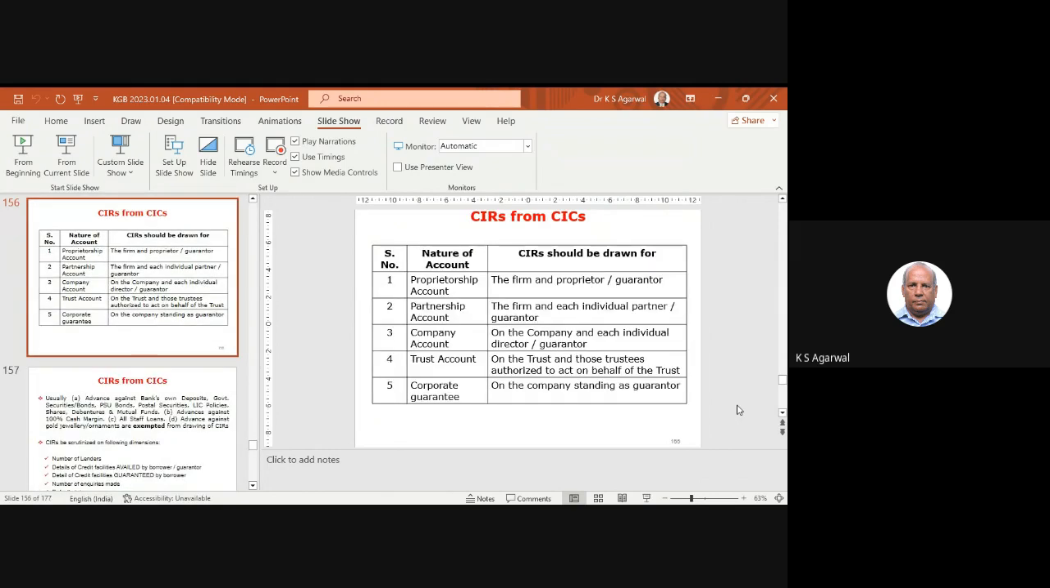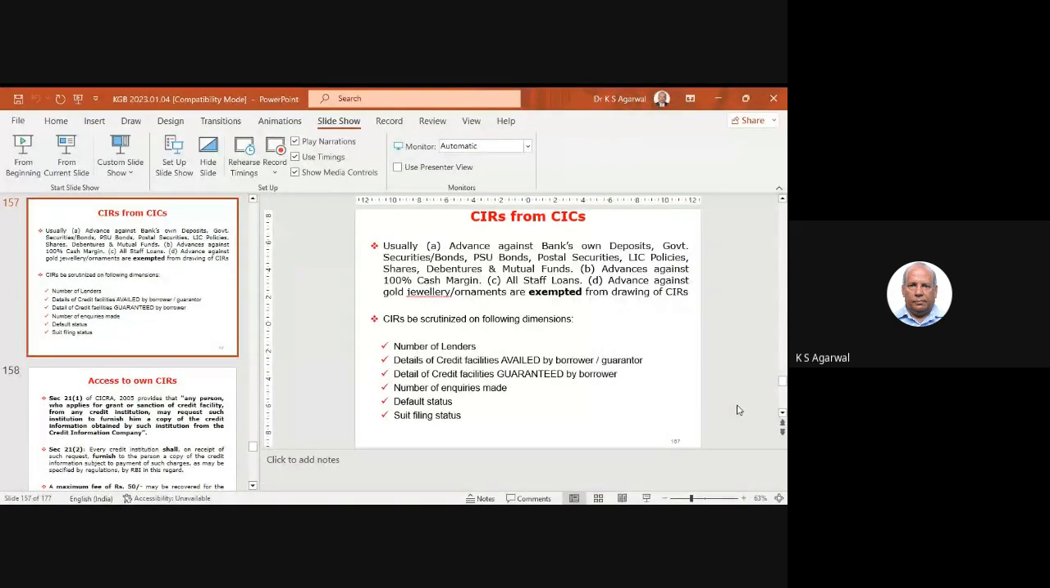This chart I have given: nature of the account, then CIR should be drawn for whom? For a proprietorship account, the firm, proprietor and guarantor. Partnership account: firm, each individual partner, guarantor, and so on. Please read it. Now, some types of advances are exempted, like advance against bank's own FDs, etc. They are exempted from drawing of CIR. Now, this is as per the internal guidelines of each bank.